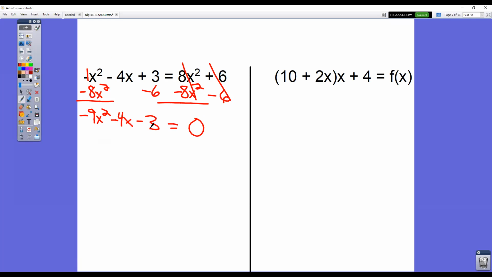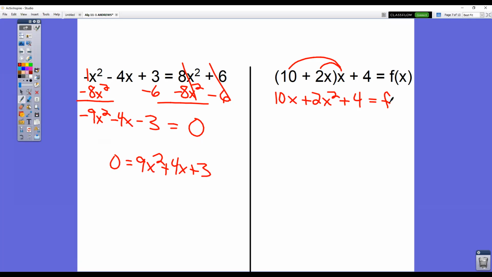If you did it the opposite way, and did the 3 things going over to the right, you would have ended up with 0 equals 9x squared plus 4x plus 3, which is a perfectly acceptable answer. In the next one, they try and trick you. Distribute going backwards. So just be aware of that. So I have 10x plus 2x squared plus 4 equals the f of x. Notice this time they didn't put equals 0, they put equals f of x.